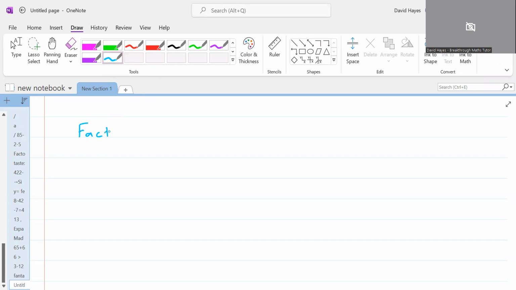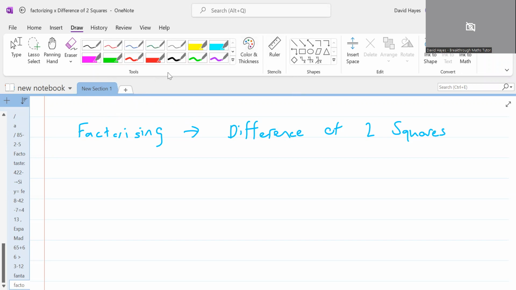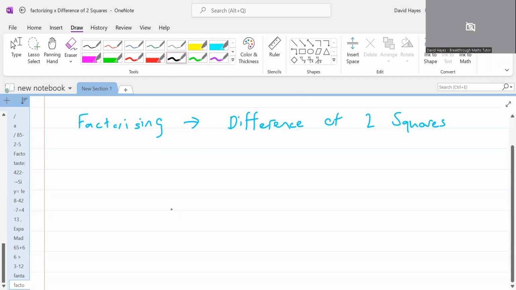Factorising, but not just any type of factorising. It's going to be the difference of two squares factorising. So what this means is I'm going to give you an example. You might see something like 25x squared minus 49y squared.